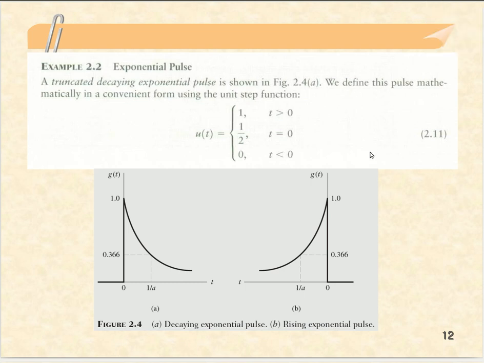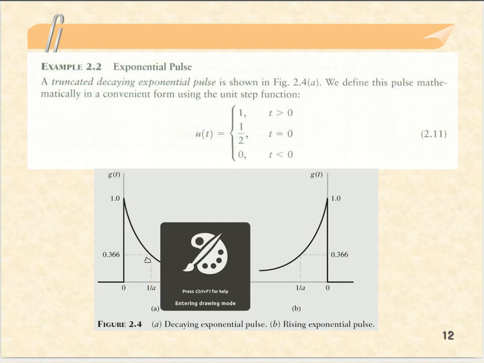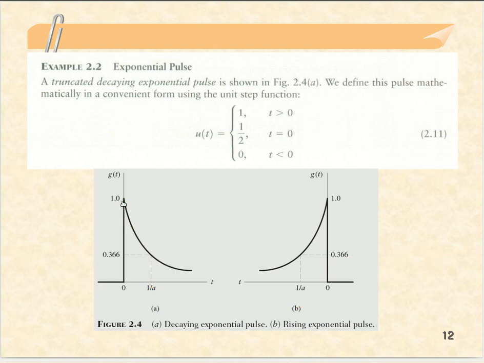Now, the exponential function that we all know is this function. This is the exponential function. So what I see here is this complex line. So this is not only a decaying exponential function, it's multiplied by something.